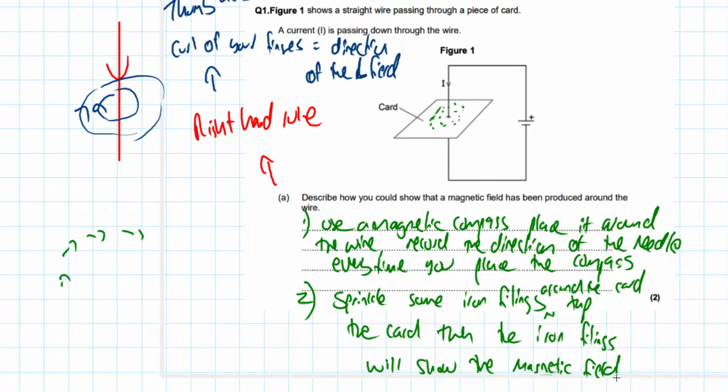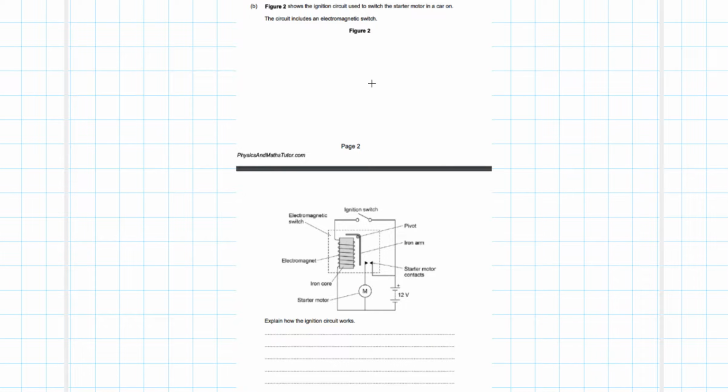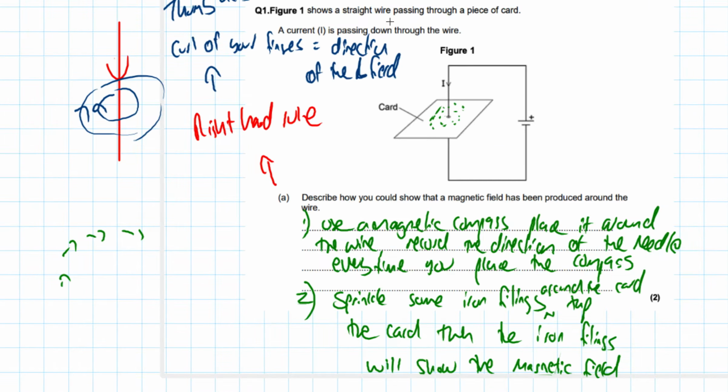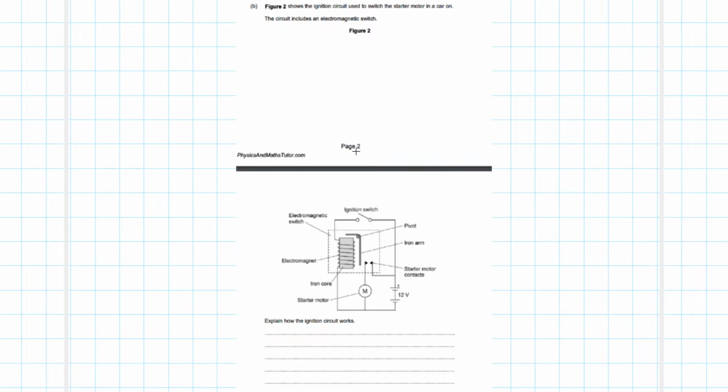And that's it for question 1. So that's two ways you can answer this question. Part 1, compass, part 2, or another one is iron filings. Again, say exactly what you're going to use and then how you're going to use it and how that shows the magnetic field.